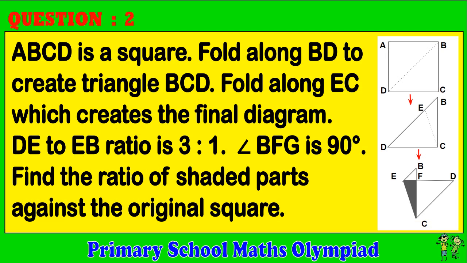ABCD is a square. Fold along BD to create triangle BCD. Fold along BC, which creates the final diagram. DE to EB ratio is 3:1. Angle BFG is 90 degrees. Find the ratio of shaded parts against the original square.